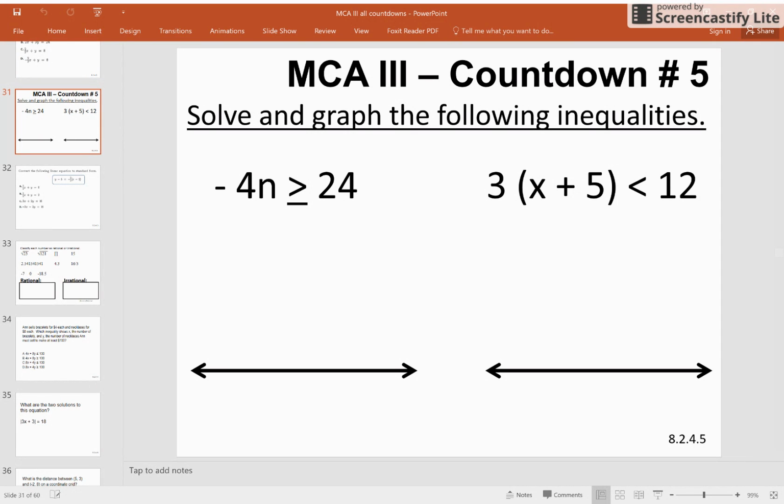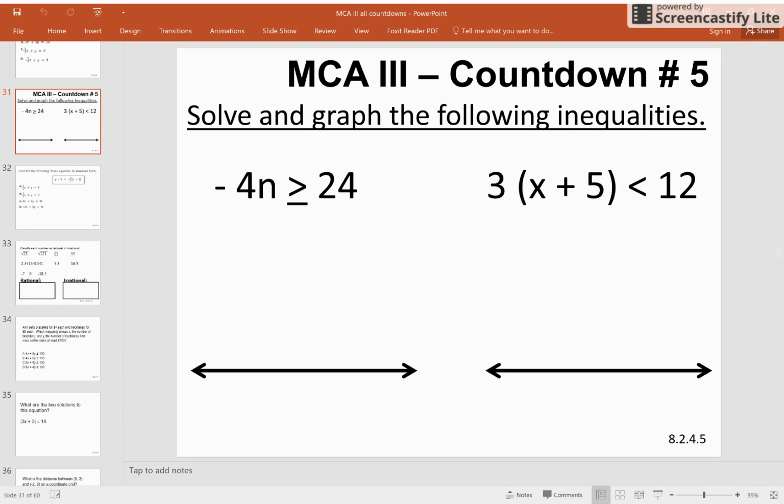MCA Countdown number 5. Solving and graphing the following inequalities. All right, so review from before, just trying to get the letter by itself. So dividing this by -4 and dividing this by -4. Everything is the same as before when you're solving the one-step equations. But the one thing we always keep track of in inequalities is if we divide by a negative, we flip your symbol. So this is n is less than or equal to -6.